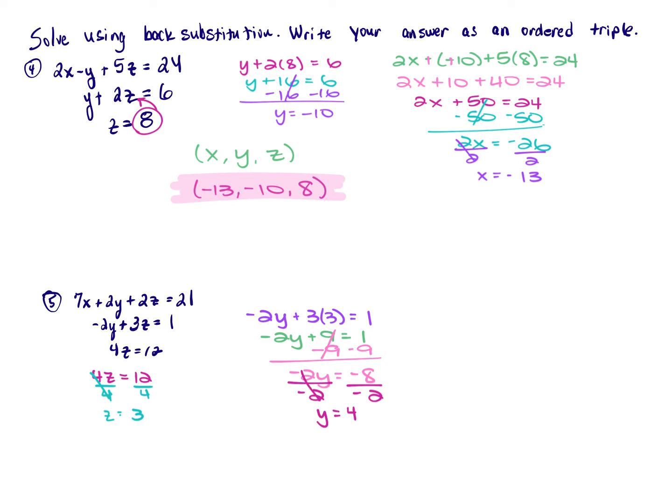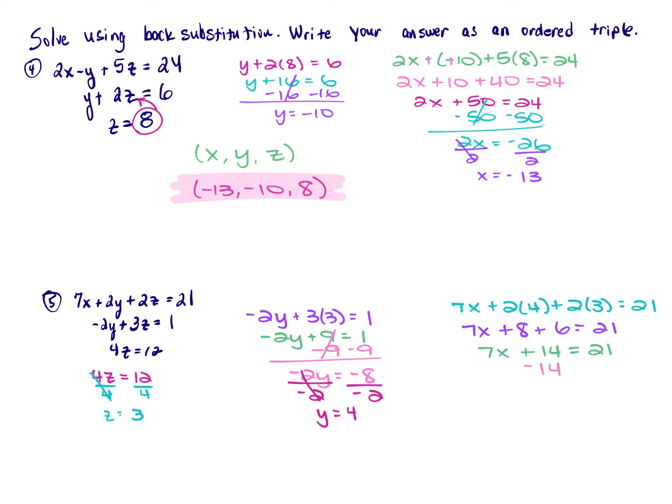You now have z and y. So now solve for x. That's going to give you 7 times x plus 2 times 4 plus 2 times 3 is equal to 21. 7 times x, you've got to leave it 7x. The 2 times 4 is 8. The 2 times 3 is 6. This is going to give you 7x plus 14 is equal to 21.